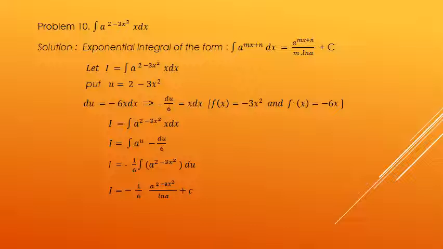So we have the integration equals minus 1 upon 6 integral of a, where we put the value of u, 2 minus 3x square, and du. And after taking the integration of that function, we have the result: integration equals minus 1 upon 6 a with the power 2 minus 3x square divided by ln a plus c. This is the required result for problem number 10.